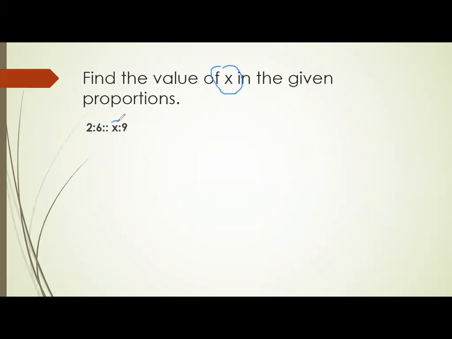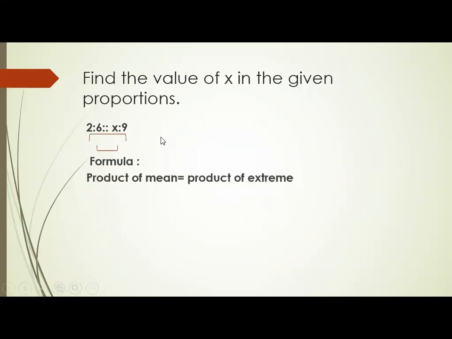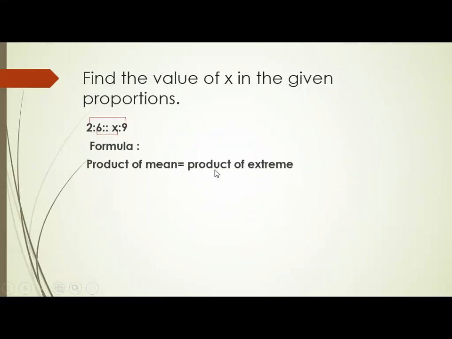Here, the unknown value is x. We have to find the value of x by using the given formula. What is the formula, students? The formula is: product of means is equal to product of extremes.